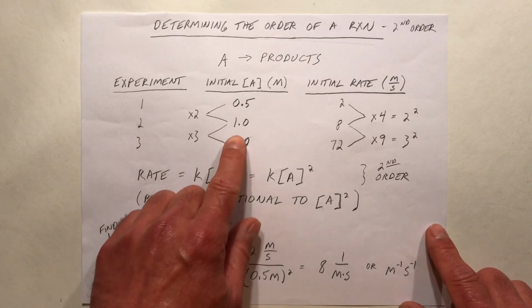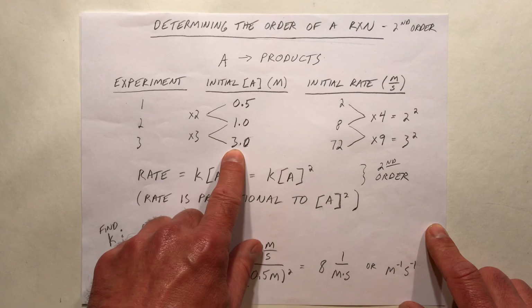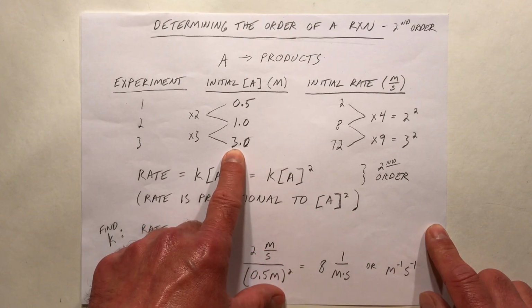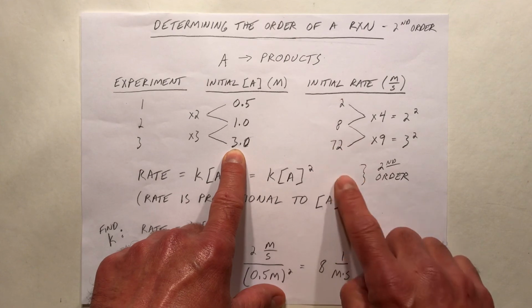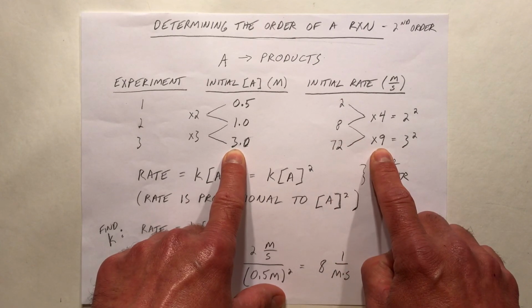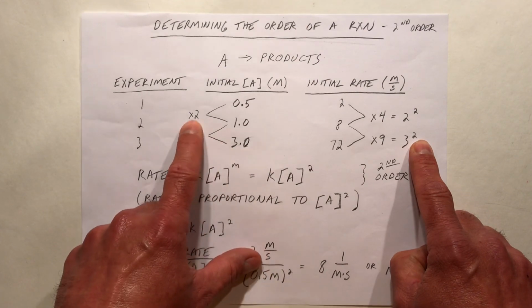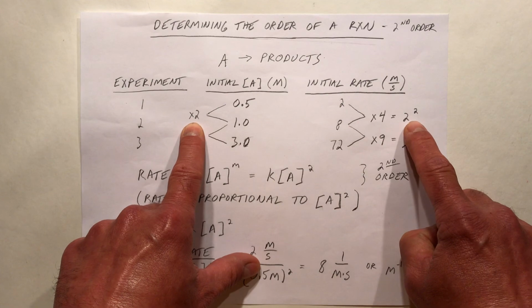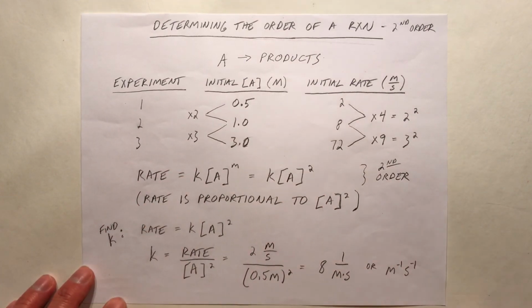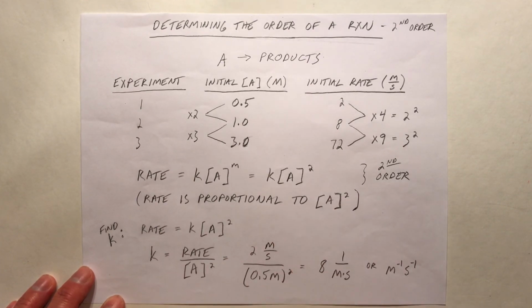We can see that again with the next 2 experiments, experiment 2 and 3. Here we triple the concentration from 1 to 3. And notice that the initial rate goes from 8 to 72. Well, that's a factor of 9 bigger, or 3 squared. So when you increase the concentration by a factor and the rate changes by that factor squared, that's a second order reaction. And we can say that the rate is proportional to the concentration squared.